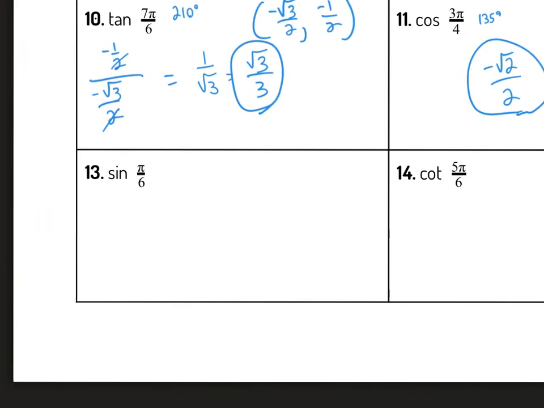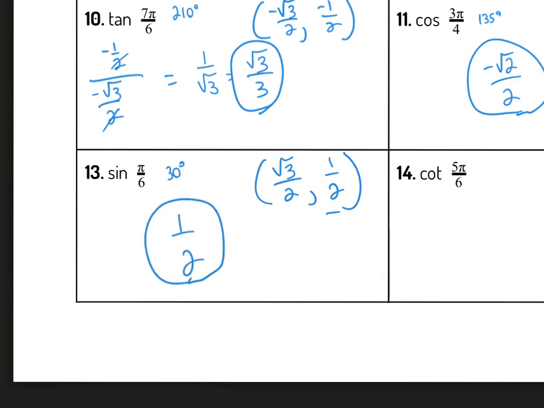Moving over to number 13, the sine of pi over 6. Oh, this is in the first quadrant. This is going to be very great. Pi over 6 is 30 degrees if you had to convert it, and the coordinate is square root of 3 over 2 and 1/2. So the sine of that is just the y value. It's 1/2. It's my favorite one so far.